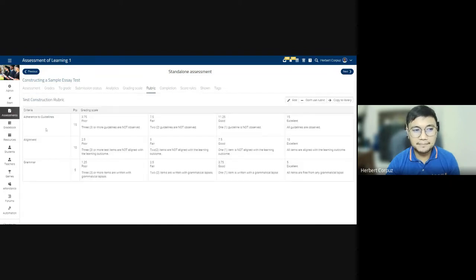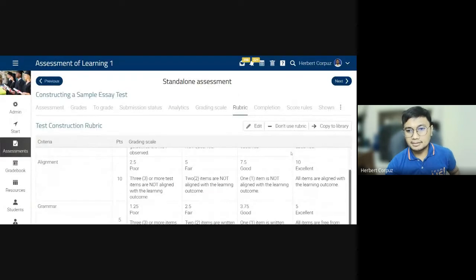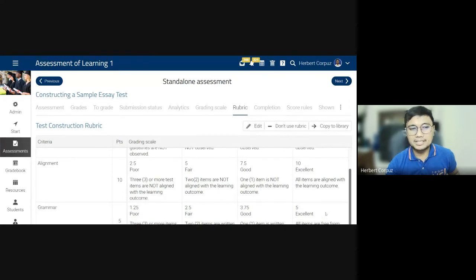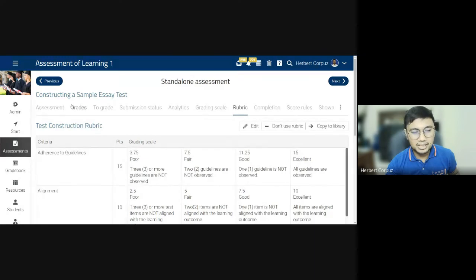Ito ang rubric. Adherence to guidelines, 15 points. All guidelines are observed. You will be given a perfect 15. Okay? Next is alignment. All items are aligned with the learning outcome. That is 10 points. And grammar. All items are free from grammatical lapses. Okay? 5 points. Total, 30 points.